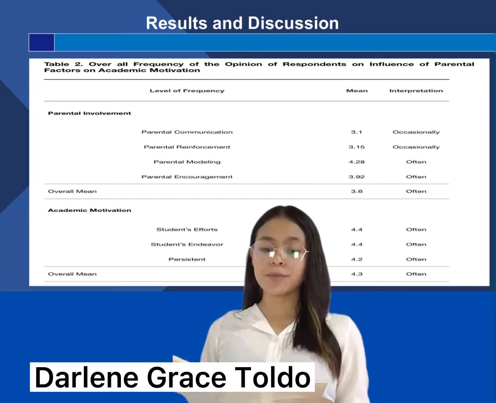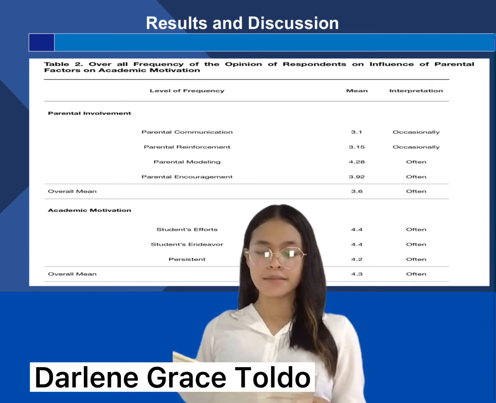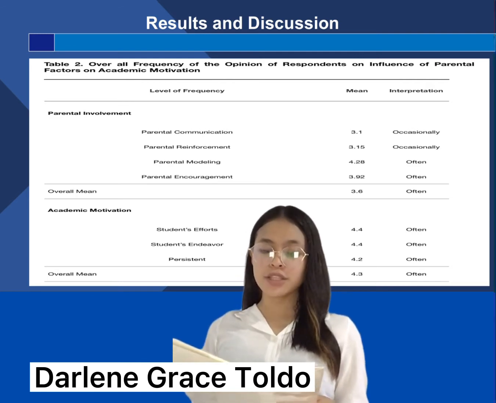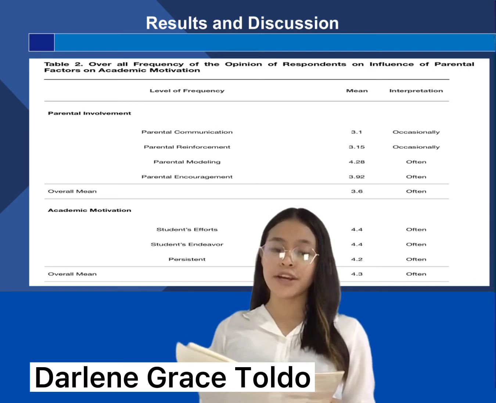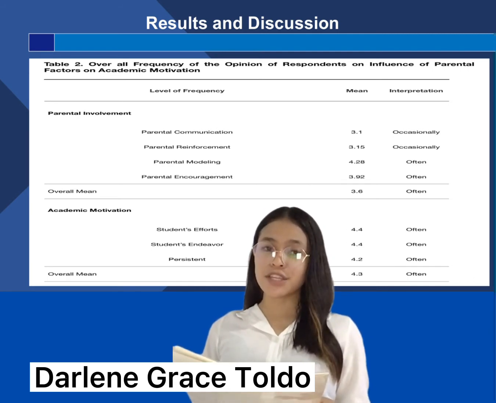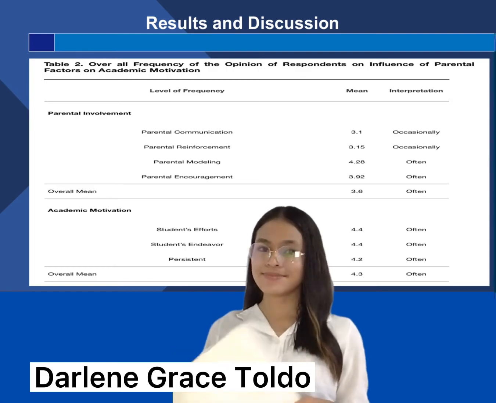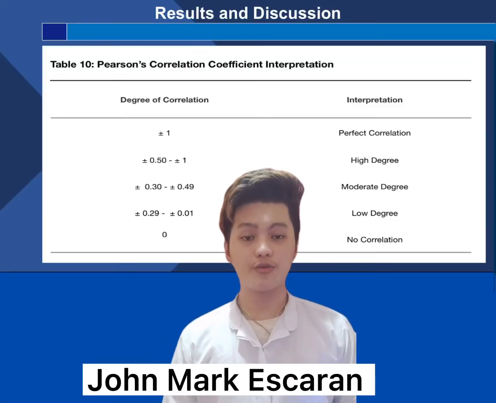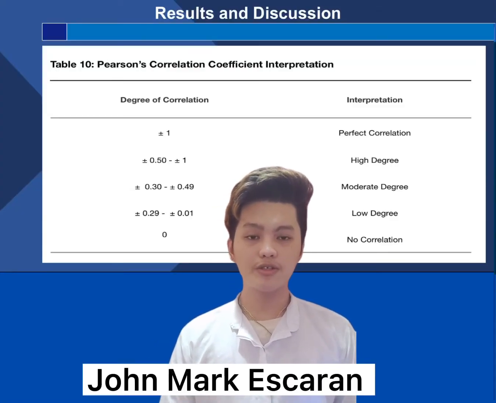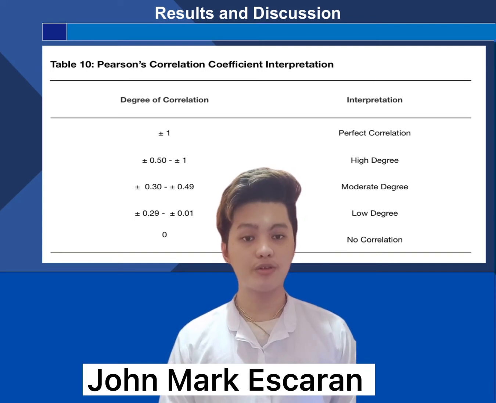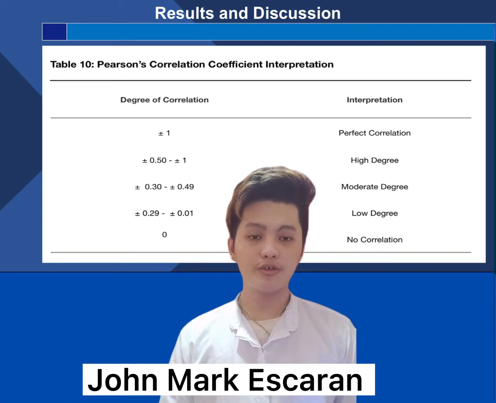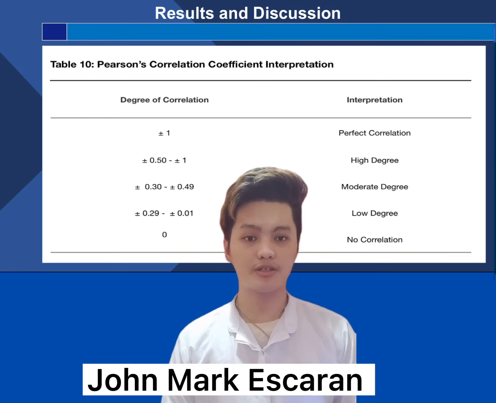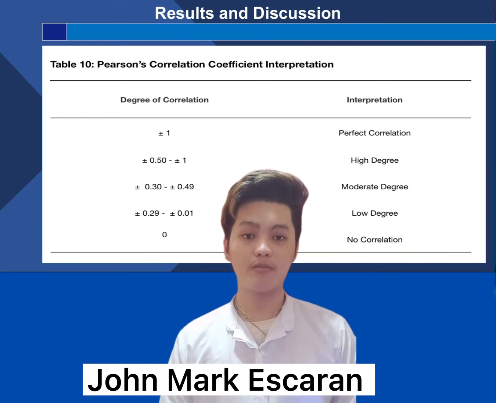Furthermore, the academic motivation in terms of students' effort, students' endeavor, and persistence has an overall mean of 4.3, which implies that these three variables under academic motivation are at the often level. According to Statistics Solution of 2021, Pearson's correlation coefficient is used to measure the relationship between two variables and the association between them. We use Pearson's correlation coefficient to determine the significant relationship of parental involvement and academic motivation, which we will be answering in statement of the problem number 3.